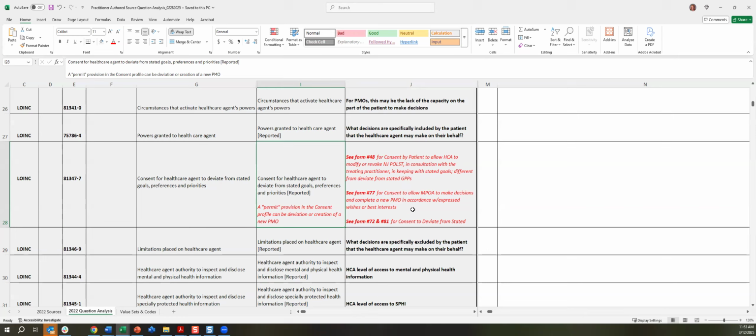Form number 77 had a patient consent to allow the medical power of attorney to make decisions and complete a new portable medical order in accordance with expressed wishes or best interests. These two are very, very similar, but they're not the same as this. And then Forms 72 and 81 were basically the same as this. So what I put in red is we're going to put a new permit provision in the consent profile that can express a deviation from or creation of a new portable medical order.